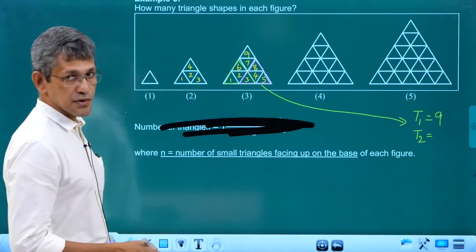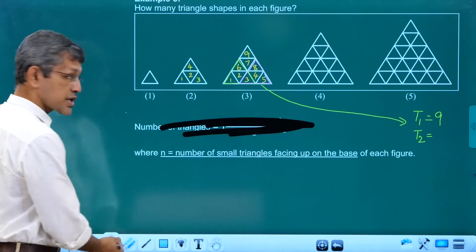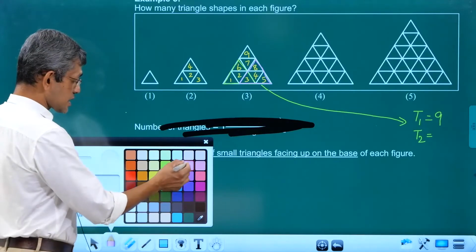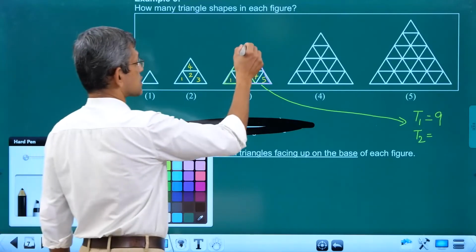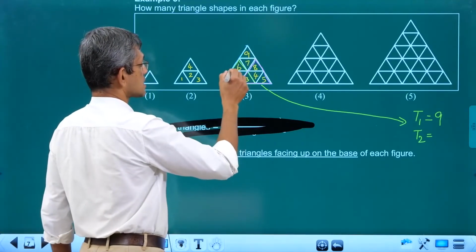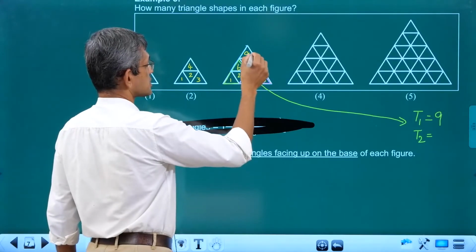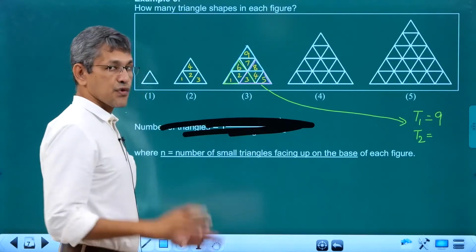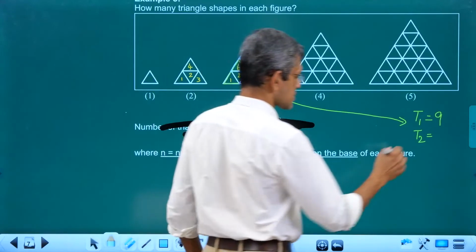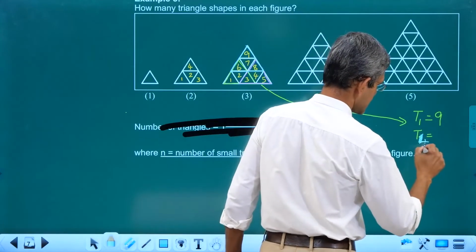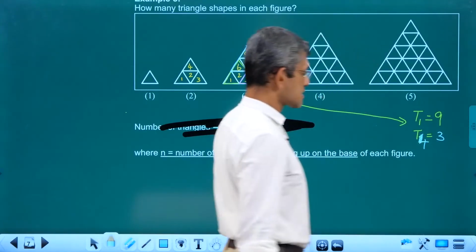Is there any other 4 pieces together? Yes, there is. Which one is that? This one. See that? 9, 6, 7, 8. So that 4 pieces together, that's another triangle. So 4 pieces together, we have 3 triangles. So T4, that means 4 pieces together, we have 3 triangles.